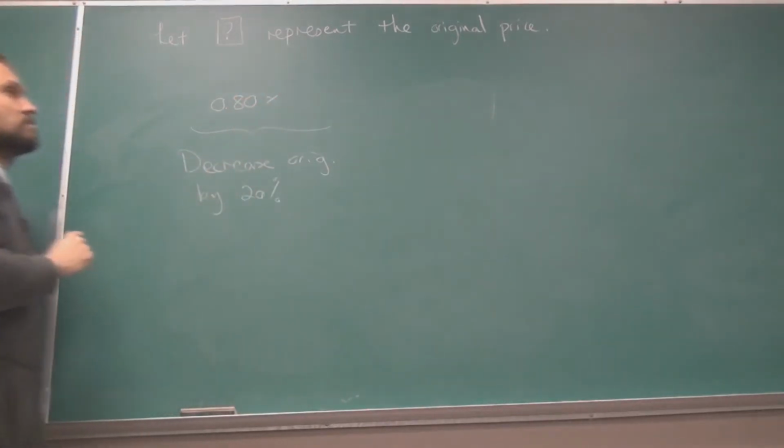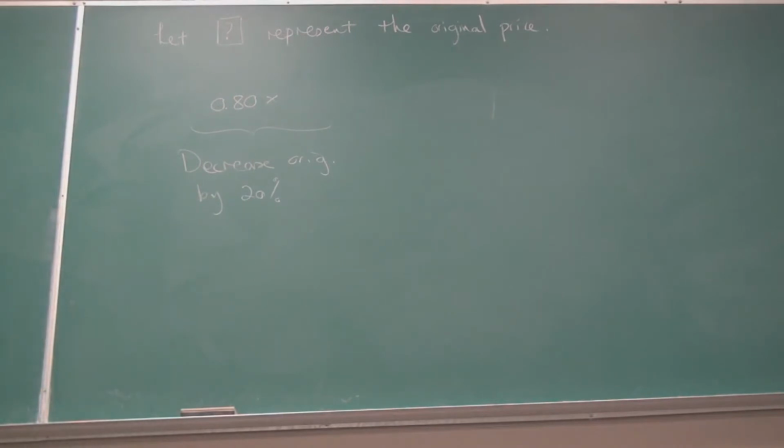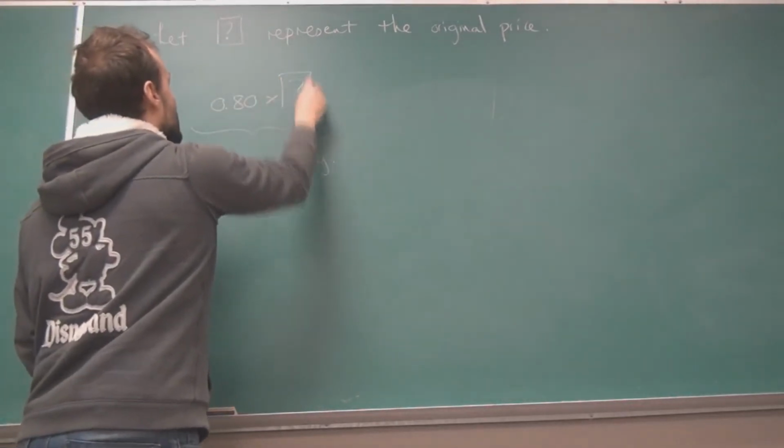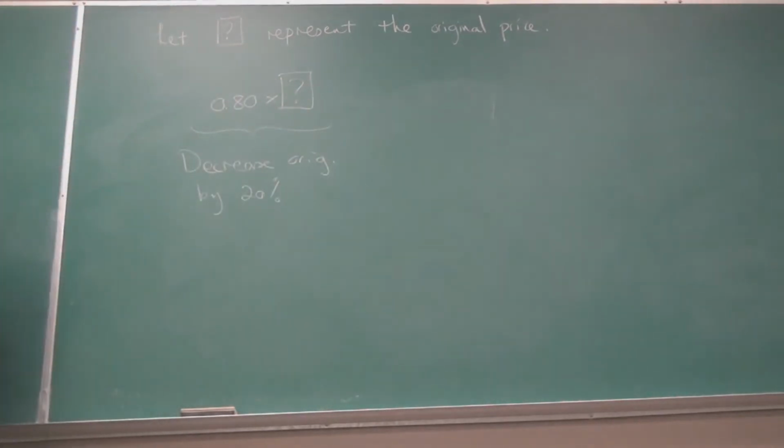Multiply. What do I multiply by? The original amount, which is represented by the question mark. Now there's a number behind this question mark. I just can't see the number. There is a number. Just don't know what it is. So that question mark in a box behaves just like any other number.